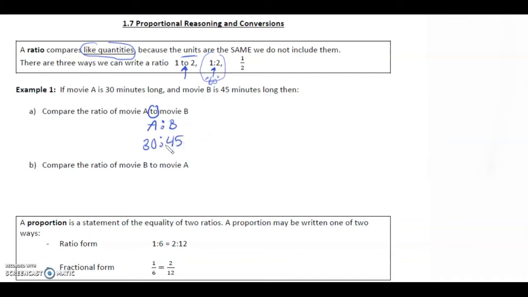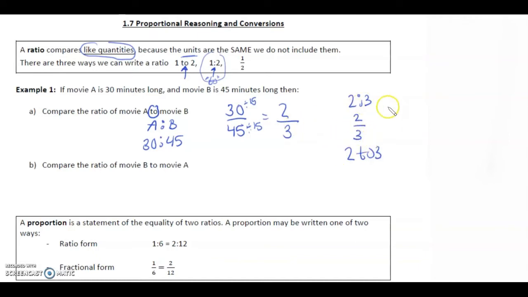Okay, so we're going to treat this just like a fraction. So if we put this in the fraction 30 over 45, if you think about it, we can divide both 30 and 45 to get a simpler fraction. So we can divide 30 by 15 and we get 2. And we can divide 45 by 15 and we get 3. So the ratio is 2 to 3.